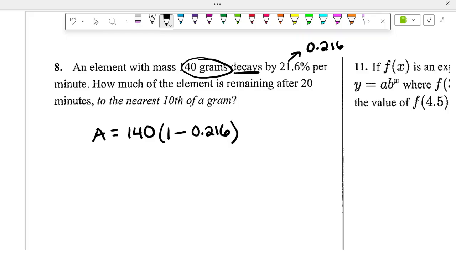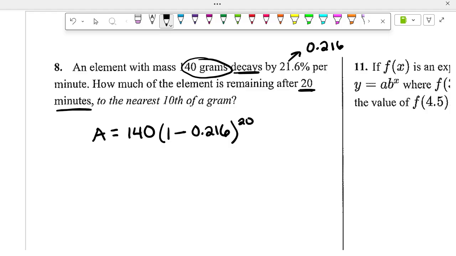And what am I raising it to? The 20th power. And this is one of those cases where it's actually not in years, it's in minutes. But since we're talking about the mass of something, which you will see sometimes. So like if you've taken chemistry, you guys have probably done half-lives with radioactive material. All right, that's essentially what this is. So it's saying that if it decreases at this rate per year or per minute, how much is left after this amount of time?